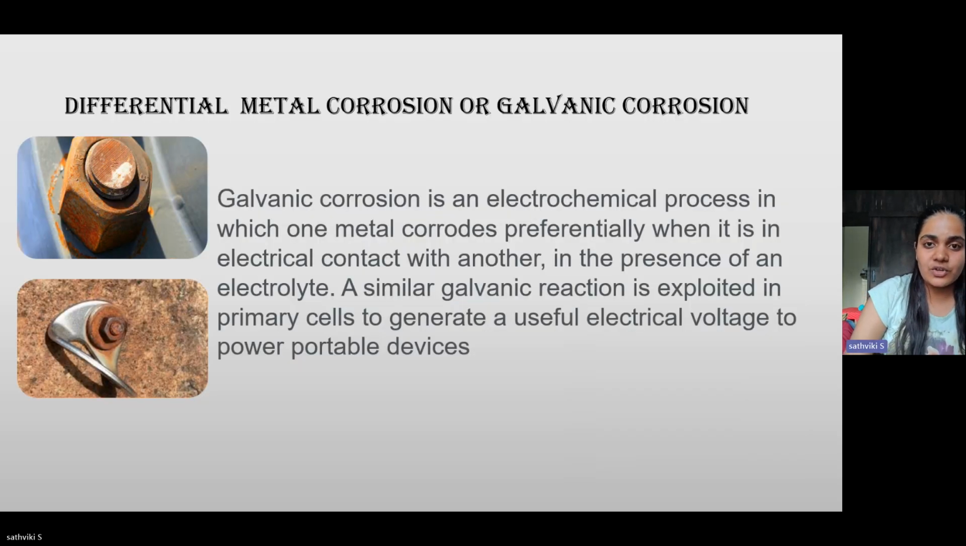Differential metal corrosion, or galvanic corrosion. Galvanic corrosion is an electrochemical process in which one metal corrodes preferentially when it is in contact with another in the presence of an electrolyte. A similar galvanic reaction is exploited in primary cells to generate a useful electrical voltage to power portable devices.